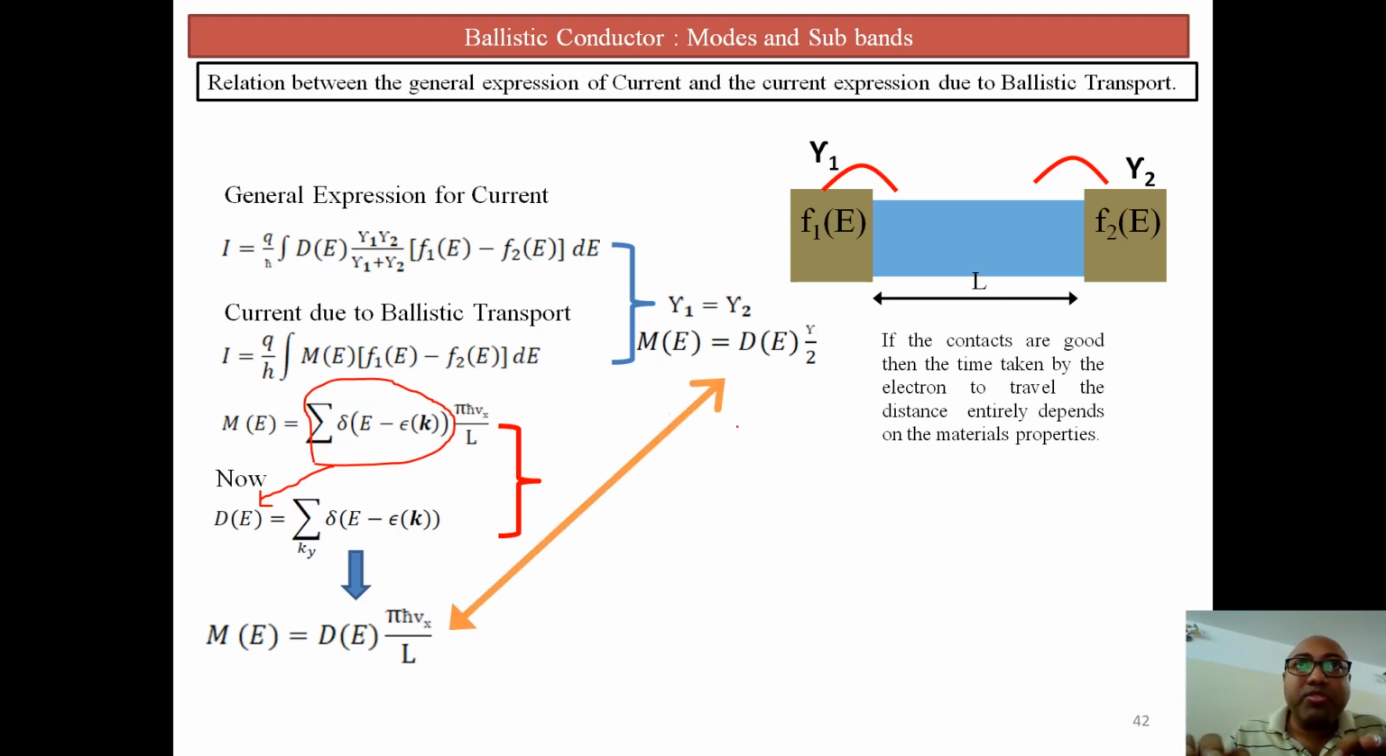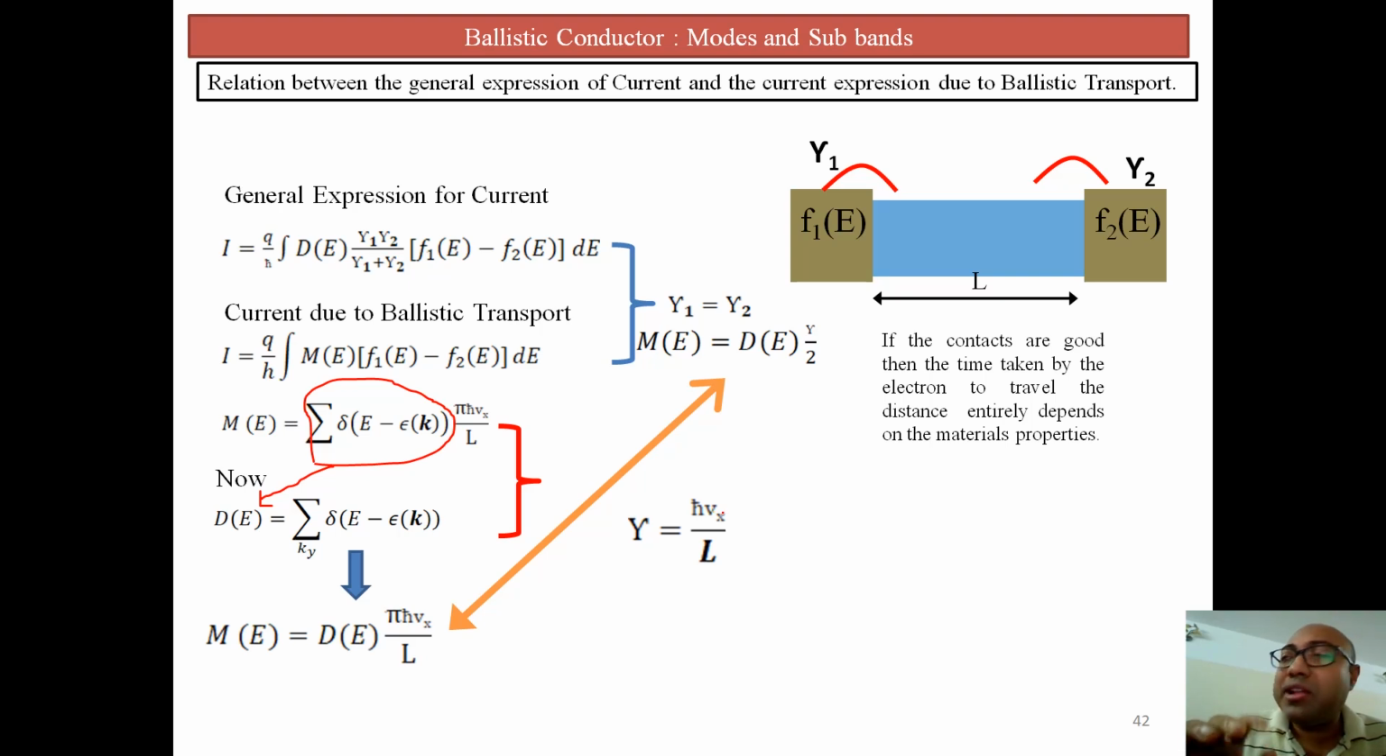Now you have the ME expression, modes equal to D(E) gamma by 2, and just now we got another expression, ME equal to D(E) pi h bar Vx by L. So both expressions should be the same. What is the condition for which both expressions are the same? It is very easy. You equate the ME terms and you get gamma equal to h bar Vx by L.